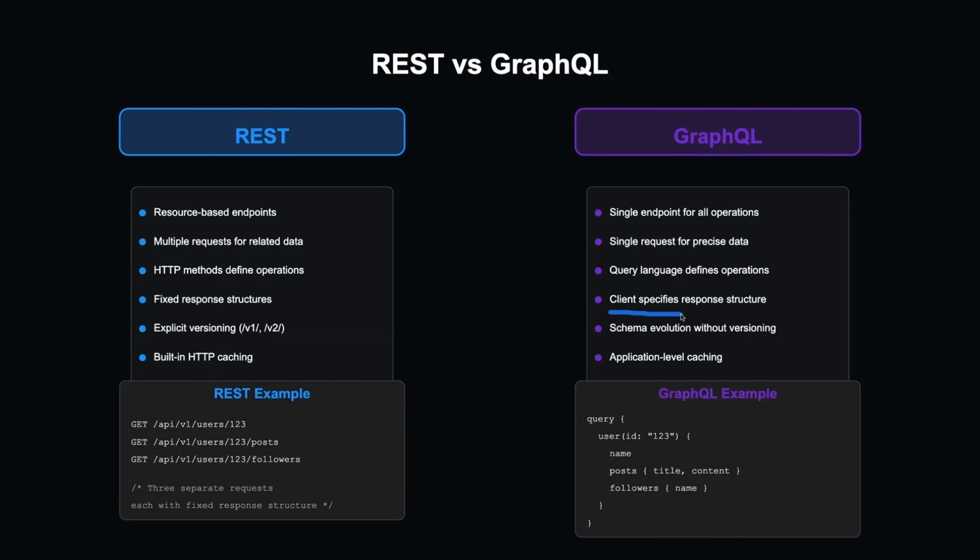This means that client needs to specify the response structure, and in this case the schema evolution is without versioning. So here, as you saw, it is with V1, V2 and so on. In this case, the schema usually evolves without versioning, but there is also a common pattern to start versioning the fields. For example, you can have followers v2, and that will be the second type of followers schema. But you can also go without versioning, so you can just start modifying the followers or posts if you are sure that there are no other clients using your old API. And in this case, you can leverage the application level caching instead of the HTTP caching.